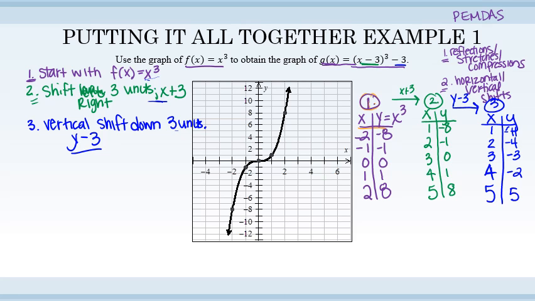So now I have my points for my actual graph, and I can graph these. So at 1, I'm at negative 11. You can see this point moved down 3 and over 3, which is exactly what we said needed to happen. At 2, I'm at negative 4. At 3, I'm at negative 3. At 4, I'm at negative 2. And at 5, I'm at positive 5.